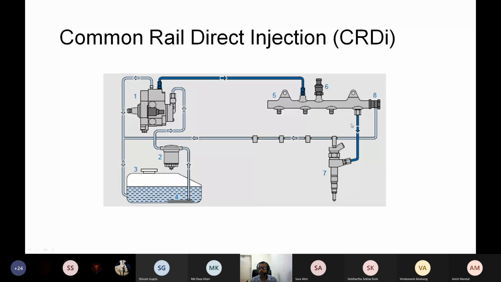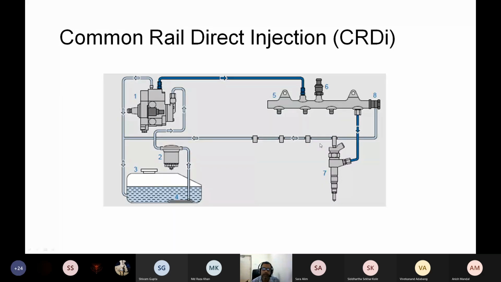So by controlling the sensor 8 and getting the feedback from sensor 6, it is possible to vary the fuel injection pressure as per the optimization. Then by controlling the injector, it is possible to vary the fuel injection timing or multiple injection. So that's why it can be done.